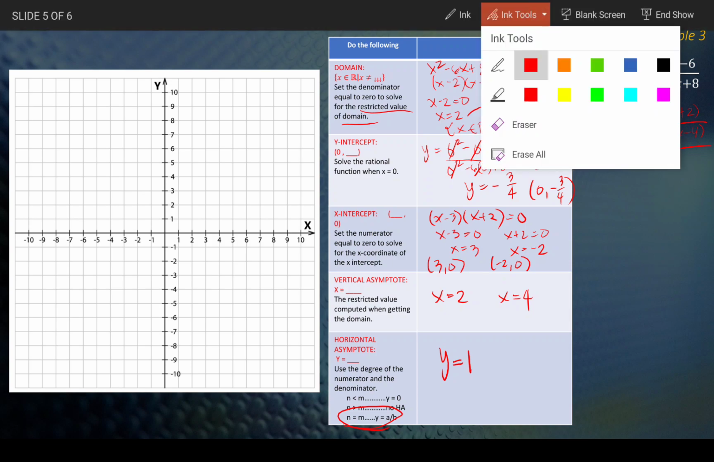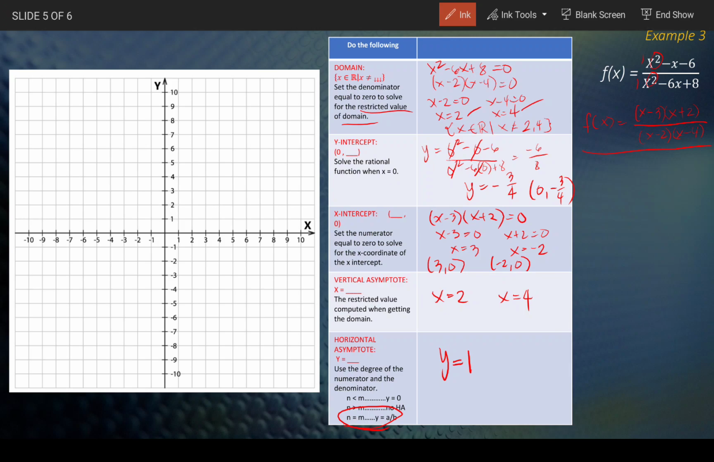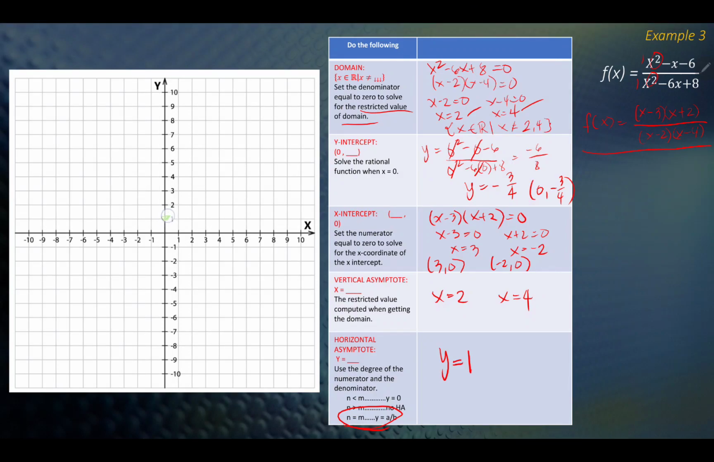For the asymptotes, so we have the horizontal asymptote, y equals 1. Mahalaga yan ha, kaya yan y equals 1 sa y-axis kayo titingin. Y equals 1. Tapos, ang pangalan niya ay horizontal asymptote. Gagawa kayo ng horizontal line dyan. Okay. Dun sa x naman, sa vertical asymptote, nakalagay dyan, x equals 2. So, titingin kayo sa x-axis equal to, gagawa kayo ng vertical line dyan.